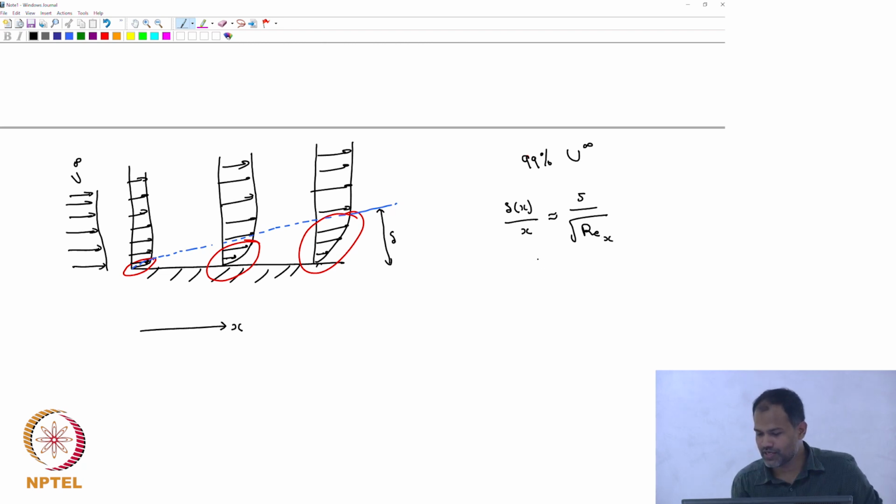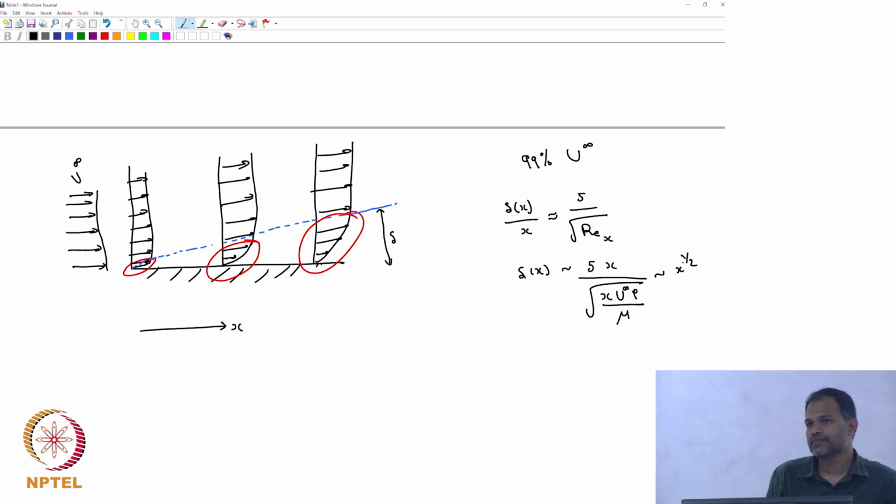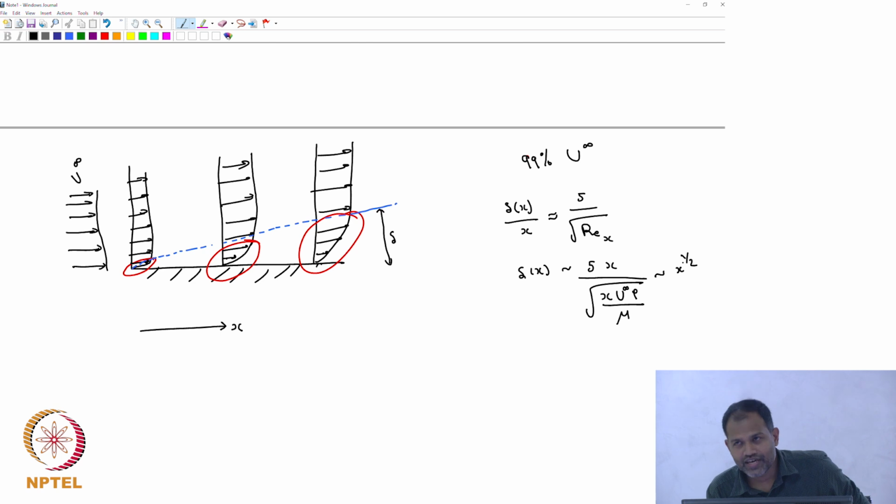Does it decrease with x? So, let us see, delta of x basically is 5x divided by square root of x u infinity rho divided by mu. So, that is actually going as x to the power of half. So it is increasing. Why does it increase?